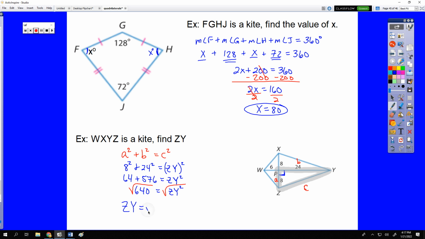What you need to realize is that the square root of 640, while it is not a perfect square, is divisible by a perfect square. It is 64 times 10, which means the answer we're looking for, the square root of 64 is 8, times the square root of 10 units would be the length of ZY.